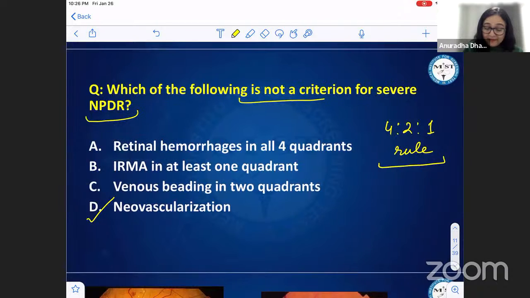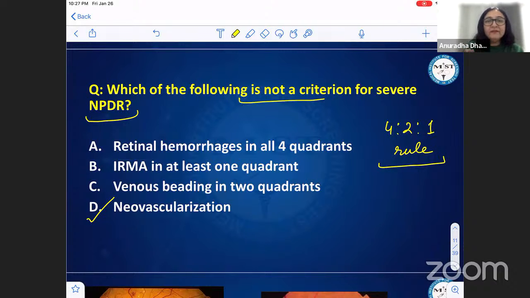4:2:1 rule. So what is that? Either there should be retinal hemorrhages present in all four quadrants of the retina, or there should be changes in the vein in the form of venous beading in at least two or more quadrants, or the presence of IRMA. I'll just show you what is IRMA. Presence of IRMA in at least one quadrant of the retina. If one of these is there, then we classify it as severe non-proliferative diabetic retinopathy. But if you see new vessels, that becomes proliferative diabetic retinopathy, that we all know.